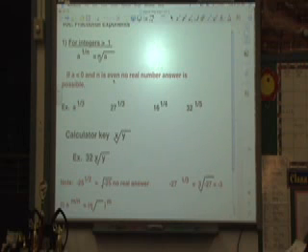In other words, you can't take the square root, the 4th root, the 6th root of a negative number, because if you take 2 numbers and multiply them together, there is no way you're going to get a negative number. So these following problems.